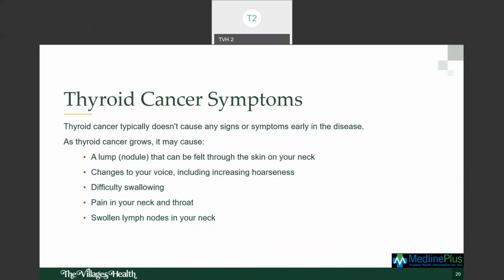So again, this is something that early on, if you don't have any signs and symptoms, when your doctor's doing their physical check on you, when they're checking and feeling your neck, they may notice some changes, may notice some swelling with your thyroid gland or lymph nodes, and then they want to do some further testing to see exactly what's going on.